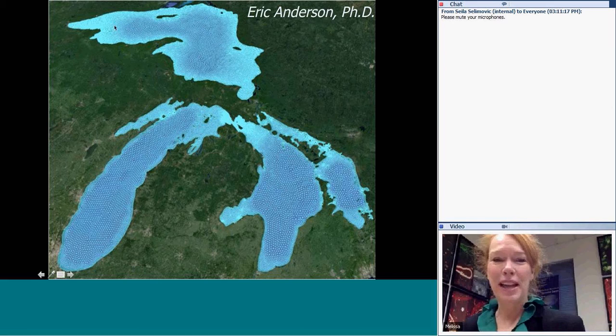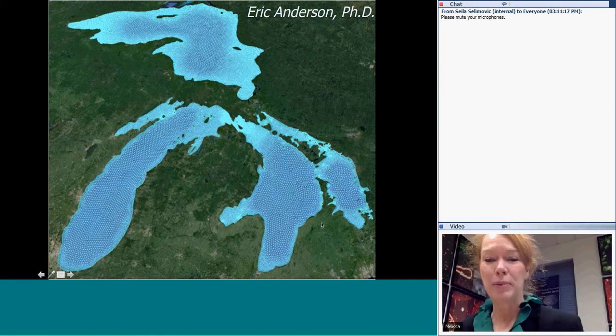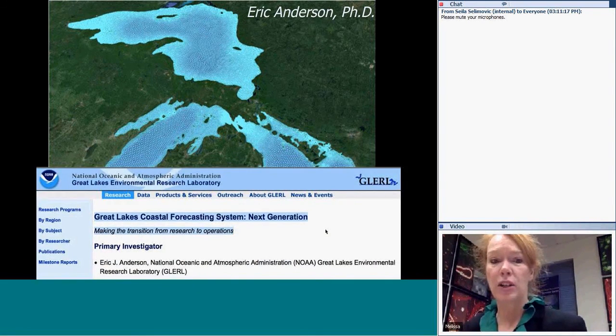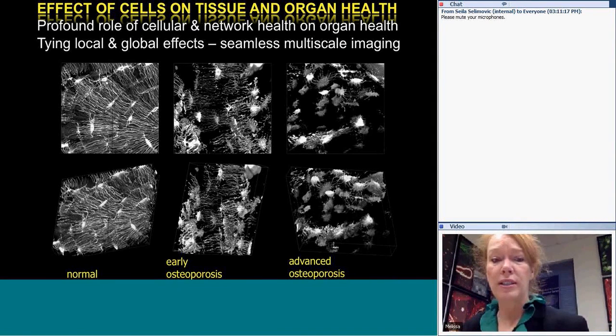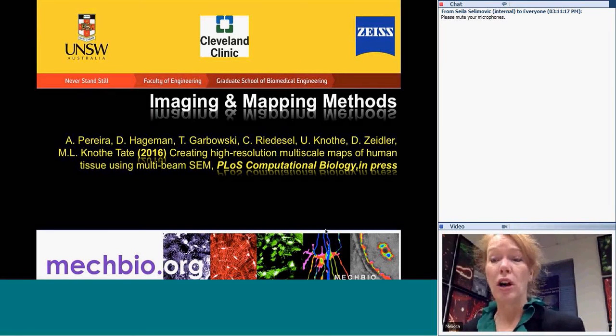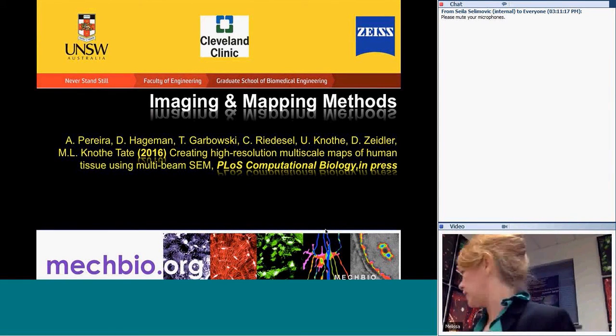Just to reiterate this theme of using multi-scale approaches, much of our nano to microscale modeling has been carried on by a former protege of mine, Dr. Eric Anderson, who now is the chief fluid dynamicist of the National Oceanic Administration's Great Lakes flow region, and he's using the same types of methodologies for flows through the world's largest freshwater reservoir. As I mentioned before, the cells themselves have a profound effect on tissue and organ health, and we want to be able to understand that at very long length scales, which are the length scales of relevance that we're thinking of.